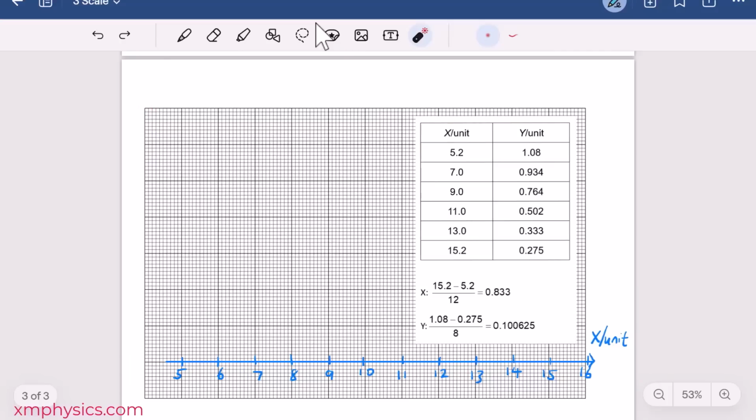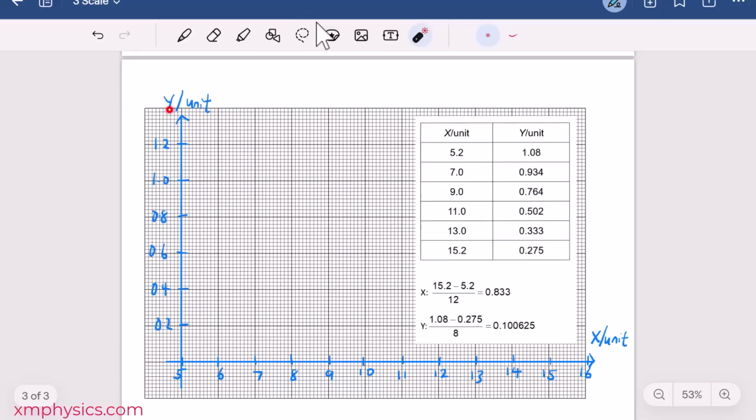But of course, we cannot increase by 0.100625. That's a terrible scale. So should we increase by 0.1 instead? No, cannot. Because if you increase by 0.1, you run out of space. So you cannot go smaller. You can only go bigger. So instead of increasing by 0.100625, we should increase by 0.2.